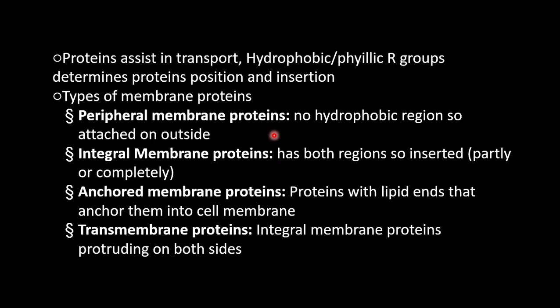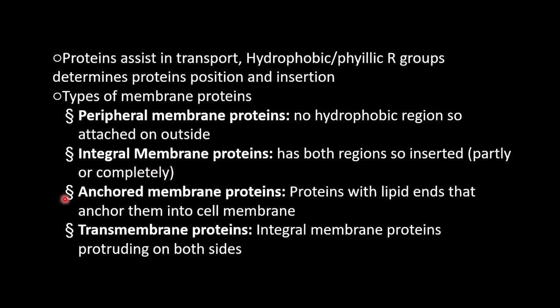Okay, membrane transport. Proteins assist in transport. There are hydrophobic and hydrophilic R groups that determine the protein's position and insertion. The types of membrane proteins: peripheral membrane proteins have no hydrophobic regions, so they're attached on the outside. Remember, the fatty acids are hydrophobic, meaning if there's no hydrophobic region, it cannot be within the membrane. Integral membrane proteins have both hydrophilic and hydrophobic regions, so they're partly or completely inserted depending on the location.